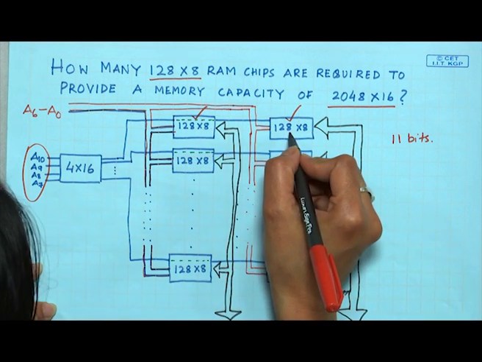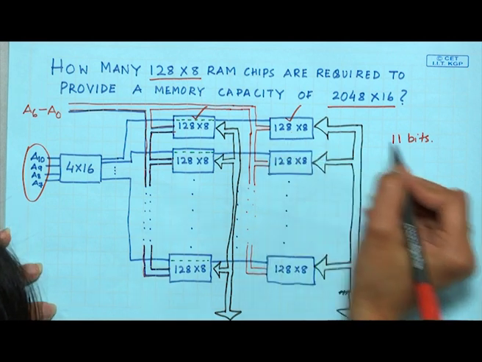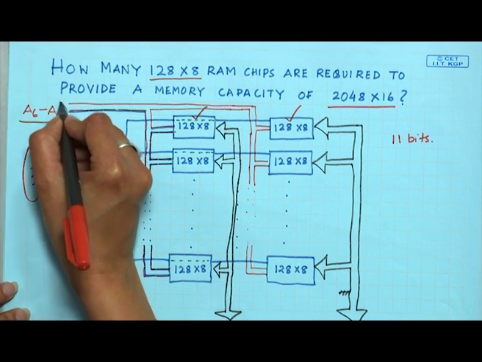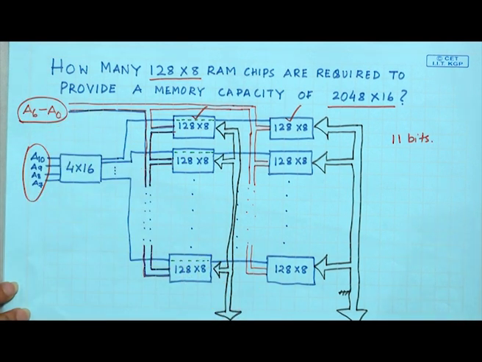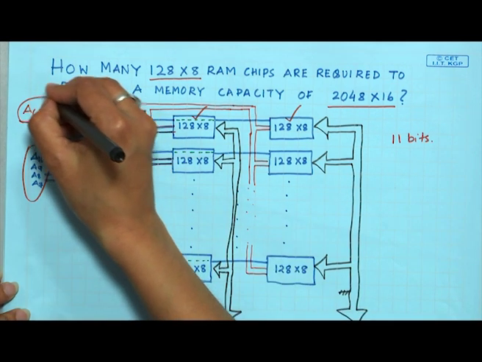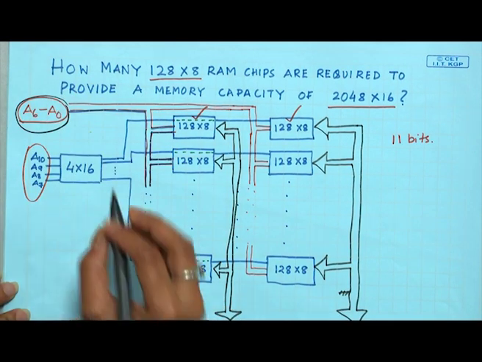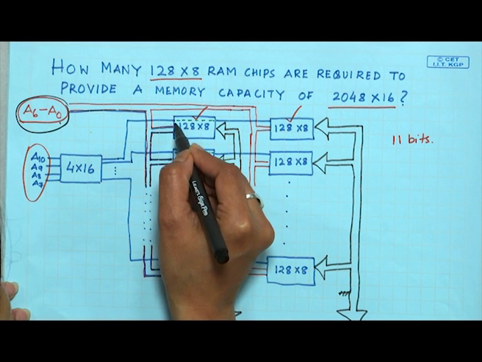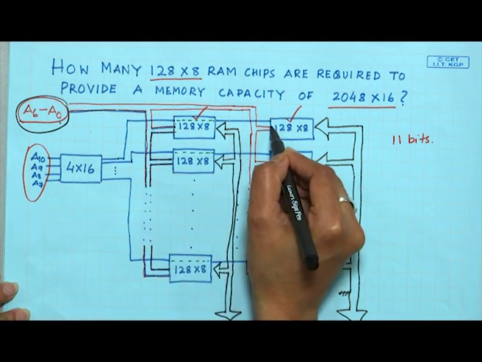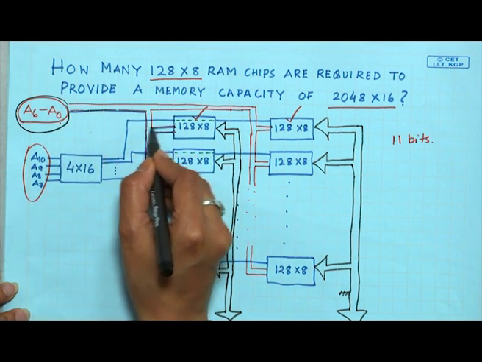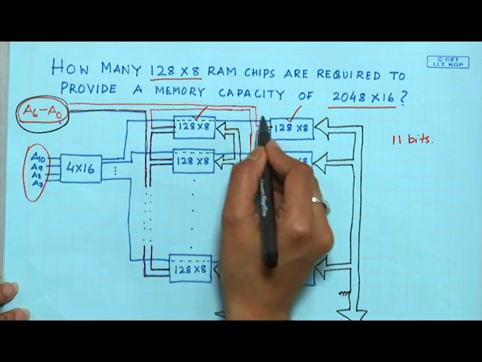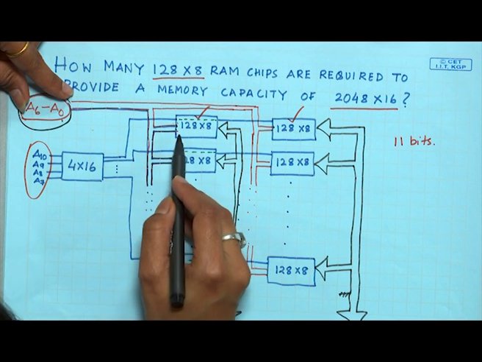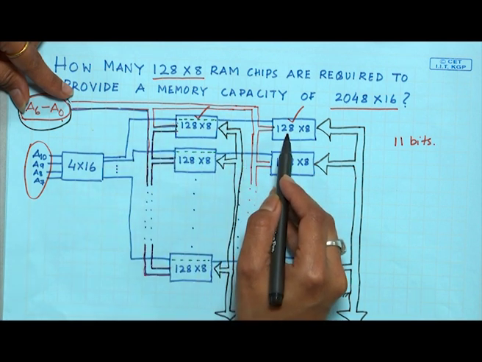Now, once we select this chip, I will apply the lower order bits, that is A0 to A6. When I apply A0 to A6, depending on the value of these bits, any one location from here and that same location, see, this address is going to all the chips here as well as here. So, whatever address we put in the lower order address bits, it goes to this particular chip and it goes to this particular chip as well.